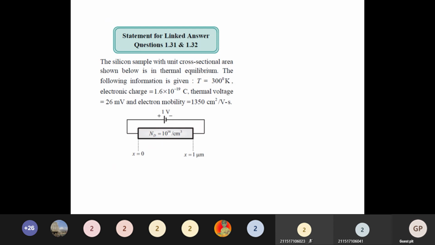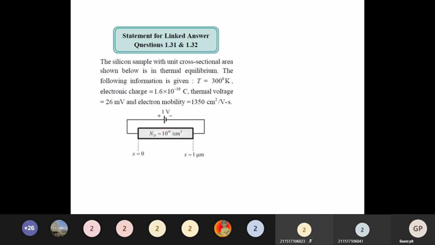The silicon sample with the unit cross-sectional area shown below is in thermal equilibrium. The following information is given. T is equal to 300 degree Kelvin. Electronic charge is equal to 1.6 into 10 to the power minus 19 coulomb. Thermal voltage is equal to 26 millivolt and electron mobility is equal to 1350 centimeter square by volt second.